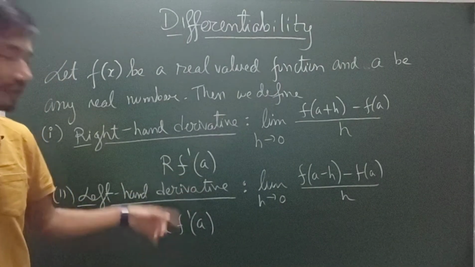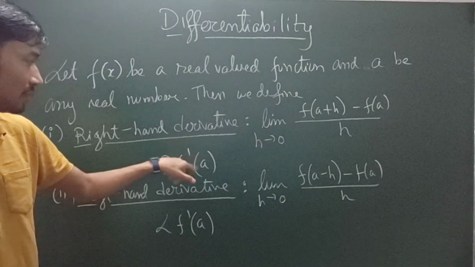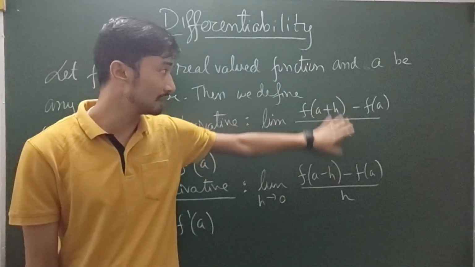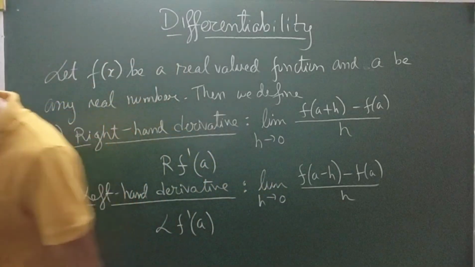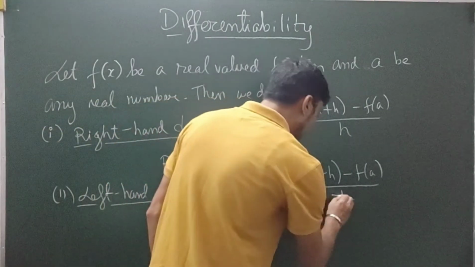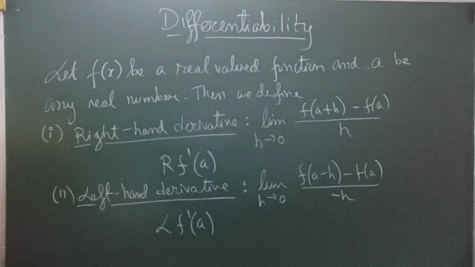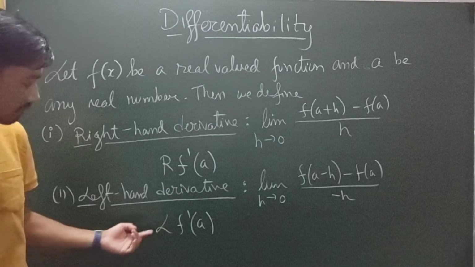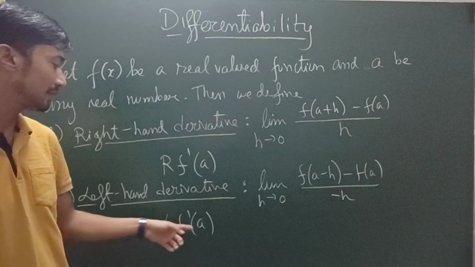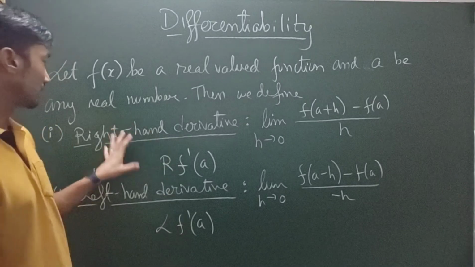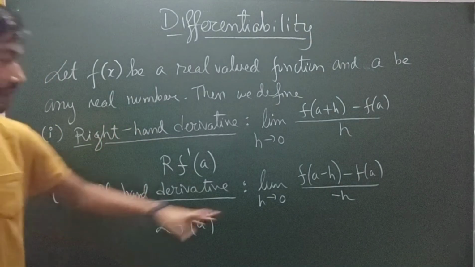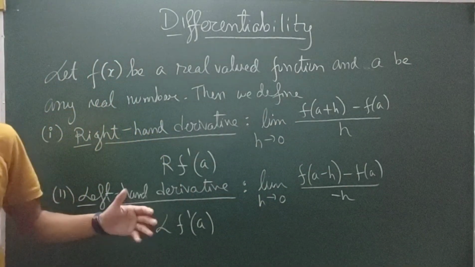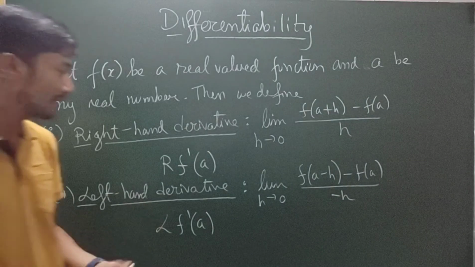This is how we denote the right-hand derivative, Rf'(a). And the left-hand derivative is the limiting value of f(a-h) minus f(a), divided by minus h, denoted by Lf'(a). So this is known as the right-hand derivative and left-hand derivative. This also, if it exists, is called the left-hand derivative of f(x) at x equal to a.